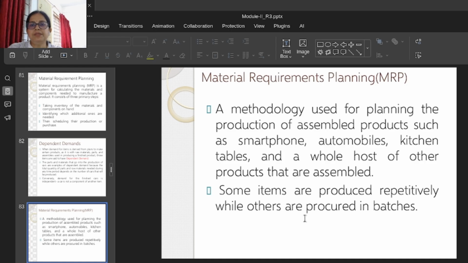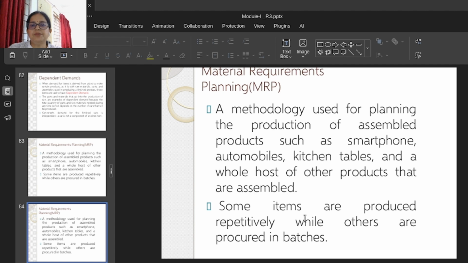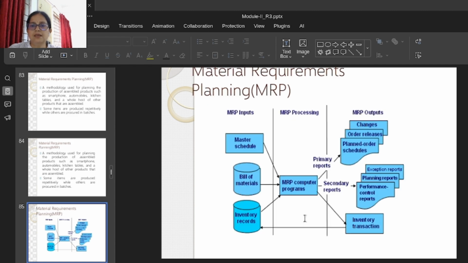So, material requirement planning is a methodology used for planning the production of assembled products such as smartphones, automobiles, kitchen tables, and a whole host of other products that are assembled. Some items are produced repetitively and some are procured in batches. Okay. So, how we are going to see material requirement planning.